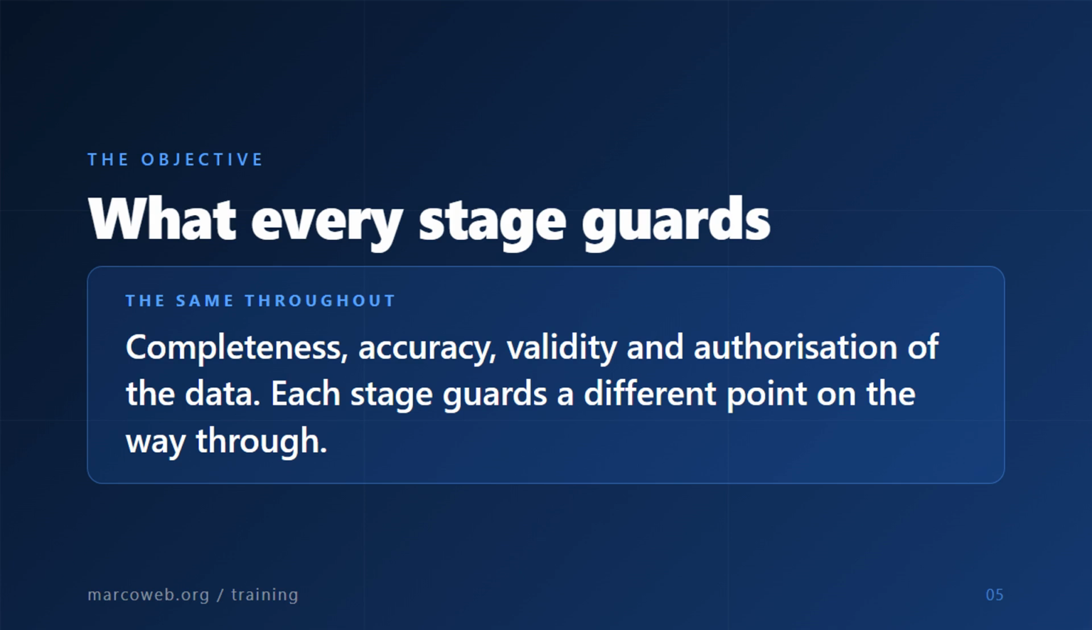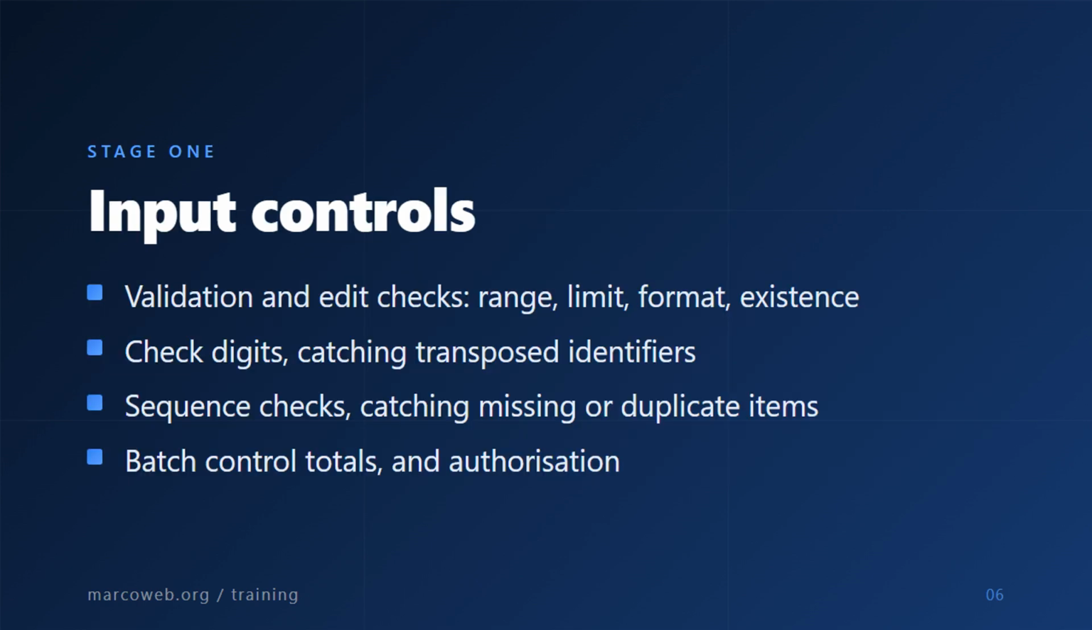Within an application, the controls are grouped by where in the flow they act, and the objective is the same throughout: completeness, accuracy, validity and authorization, but each stage guards a different point. Stage 1, input controls, ensure the data entering the system is right before it is accepted, the cheapest place to catch an error, at the door.